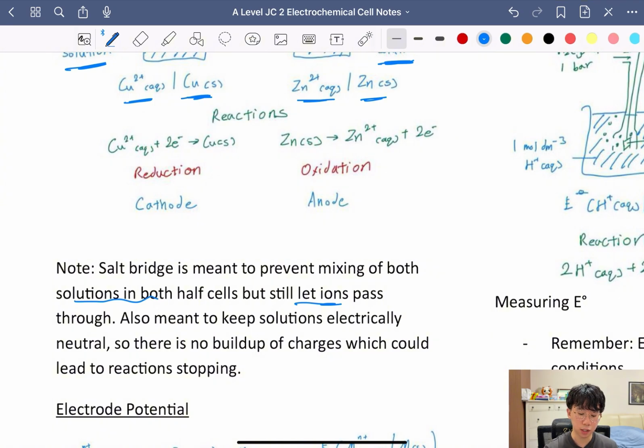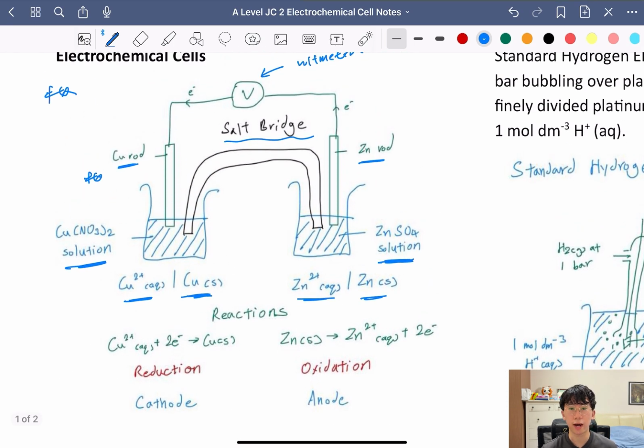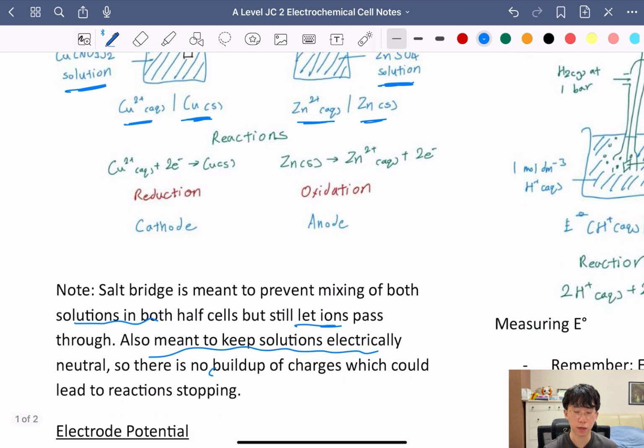Now, this is also helping to keep your solutions electrically neutral, because if you don't have a salt bridge, what's going to happen is the two reactions are going to keep going, and then you will have a build-up of charges, and when you have a build-up of charges, your reactions might not continue. So that's where your salt bridge comes in handy as well. You don't need to memorize this whole definition of a salt bridge. It's not really tested in exams.